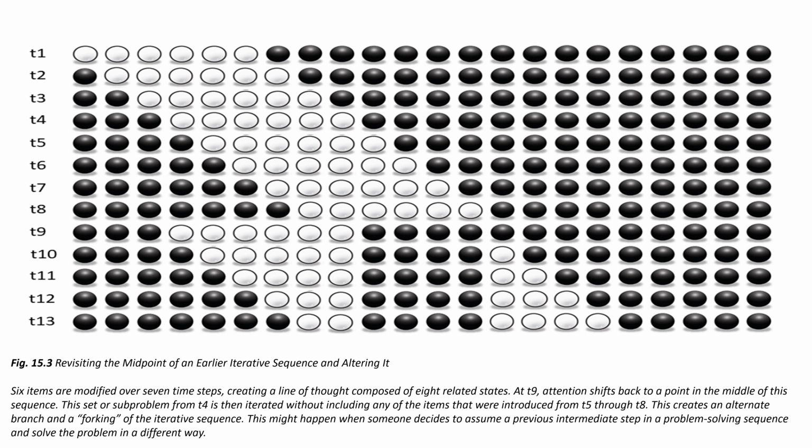This shows a single thought that is discontinued, but then picked up from the middle. You can see that attention shifted backwards to a point in the center of the original sequence. This might happen when someone decides to assume a previous intermediate step in a problem-solving sequence and solve the problem in a different way.